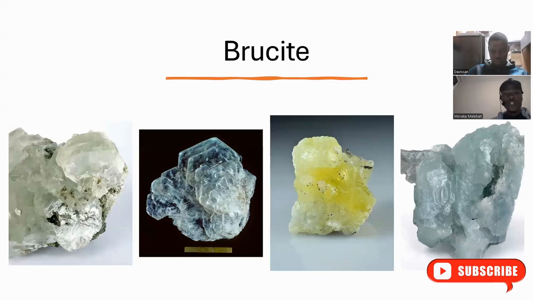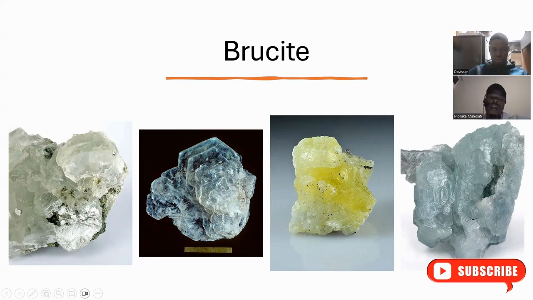So this is what you call the basal cleavage, like that of the micas. The layers are right on top of each other, so that is the distinctive feature of brucite, the basal cleavage. That will help you to know that you are dealing with brucite.